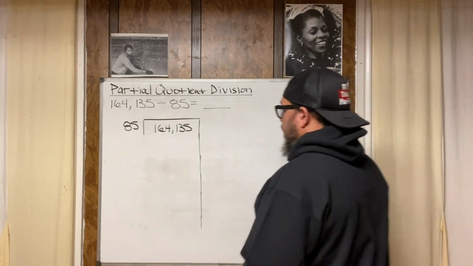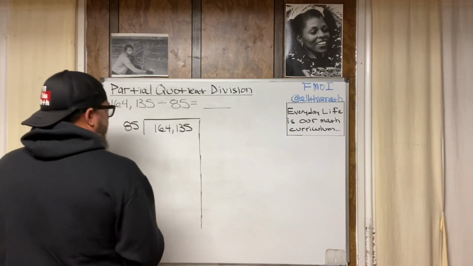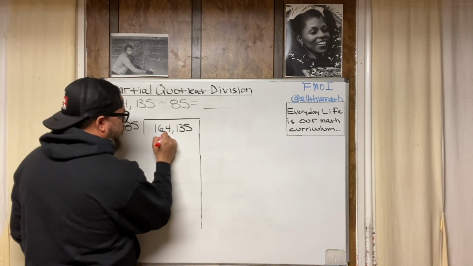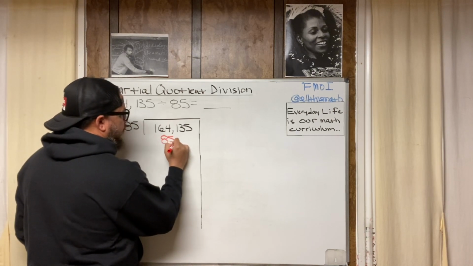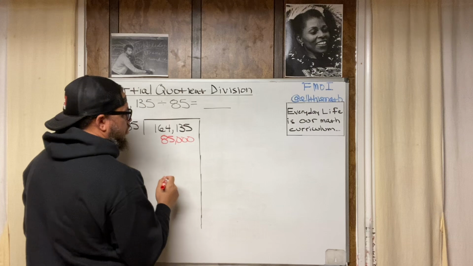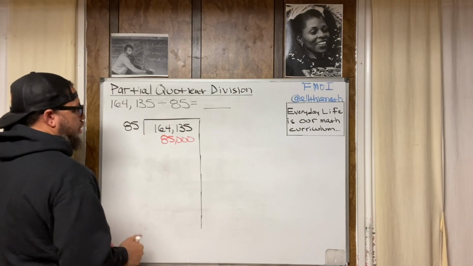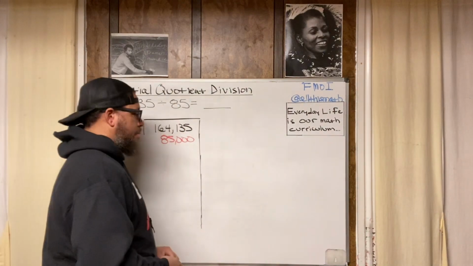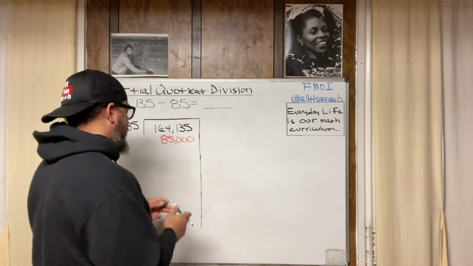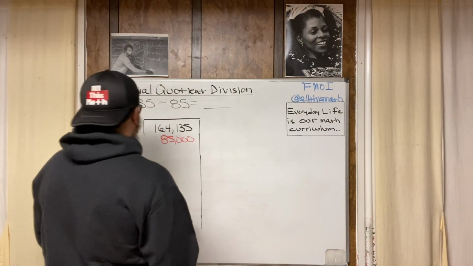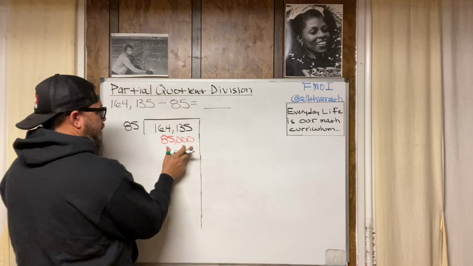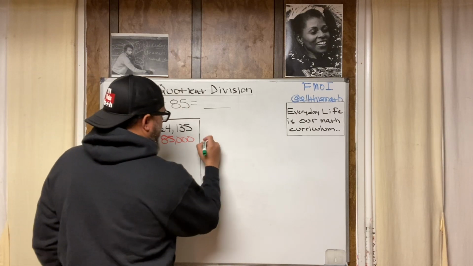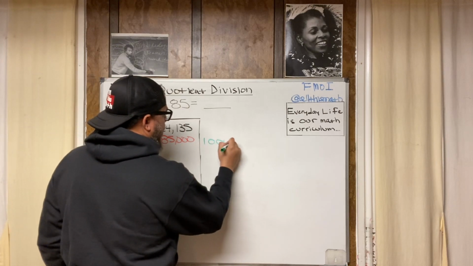Let's use a different color. All right, let's do this. Let's do 85,000. All right, and then out here, I'm going to get real creative. Let's do red, black, and green, like the African liberation flag. All right, so now 85 times what gives me 85,000? 1,000. So I'm going to put a 1,000 out here.